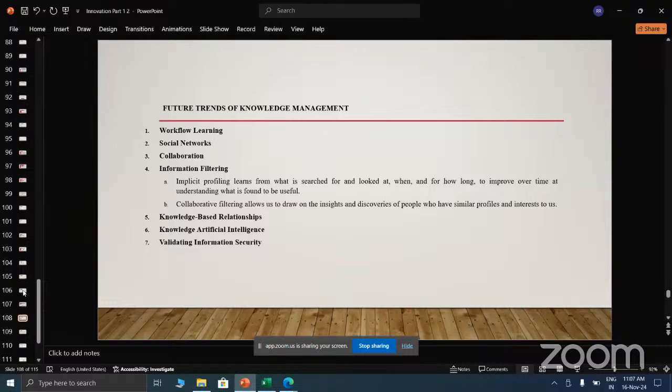Then under information filtering we have two sections. That is implicit profiling, that learns from what is searched and looked at, or when and how long it has been developed, or to look at what improved over time and understanding all this. Next is collaborative filtering, which allows us to draw insights and discoveries from people who have similar profiles or interests to the same learnings as us. The fifth is knowledge-based relationships. Six, knowledge artificial intelligence, and seventh, validating information security.